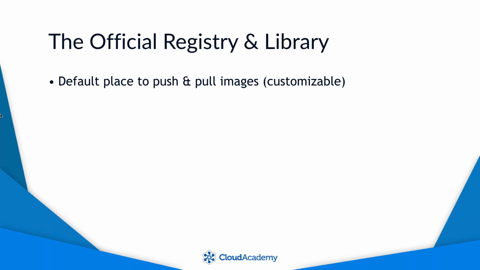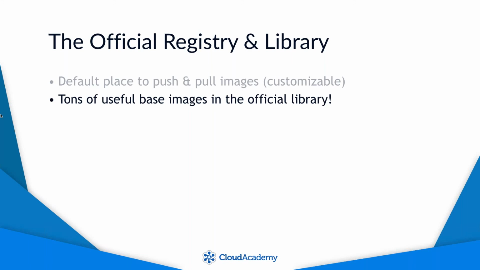Let's say that you're operating in an environment where you have some sort of requirements that don't allow you to use something like that. You can run your own registry in your own data center or inside your private network or things like that. There is really a ton of useful base images in the official library. The official library is a set of images on the official registry.